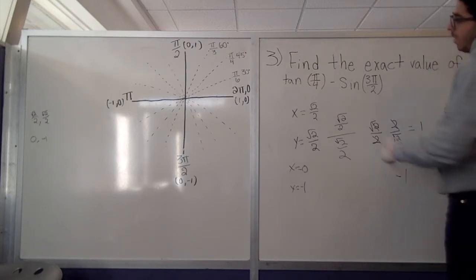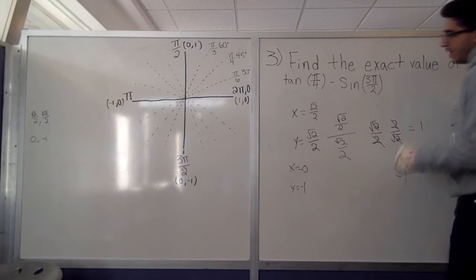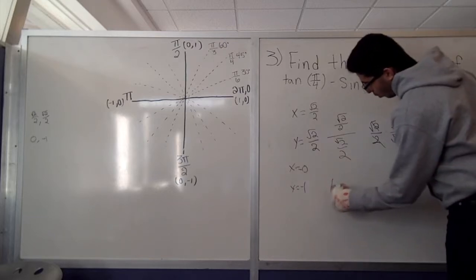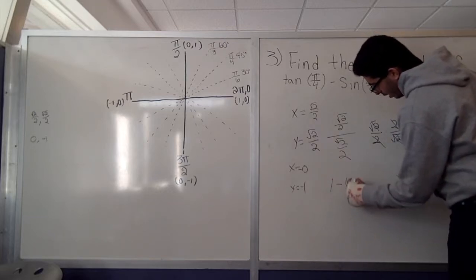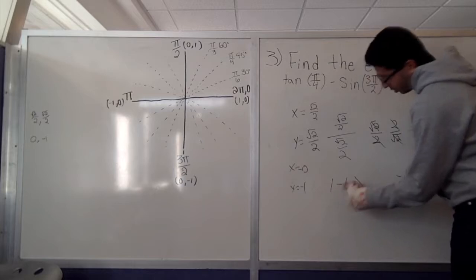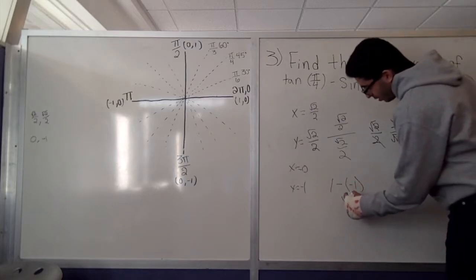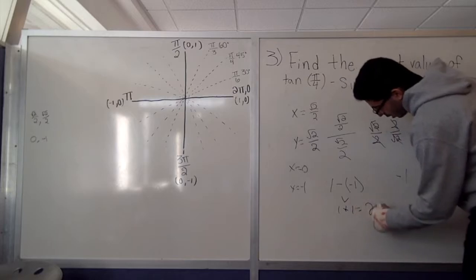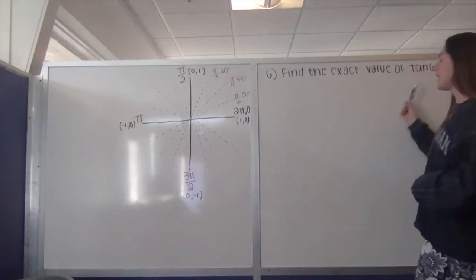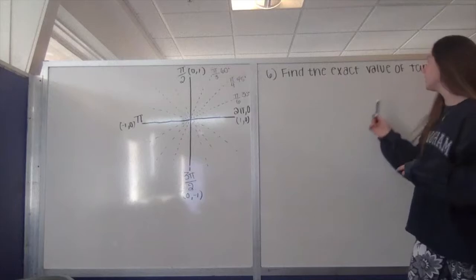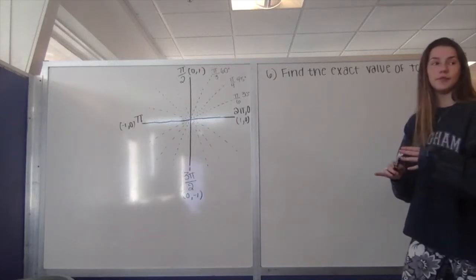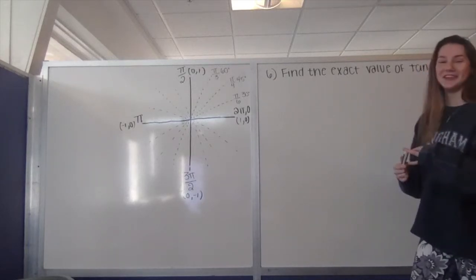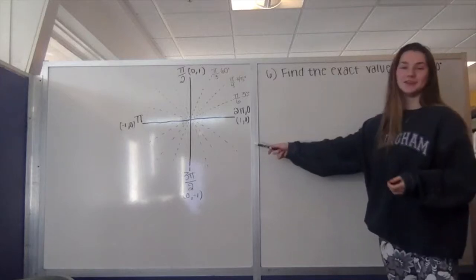And then we're going to rewrite our entire problem, but with the values that we found, so it's going to be 1 minus negative 1, and the two negatives equal a positive, so it's going to be 1 plus 1 equals 2. So to find the exact value of tangent or any other function at a degree, you have to use the unit circle.